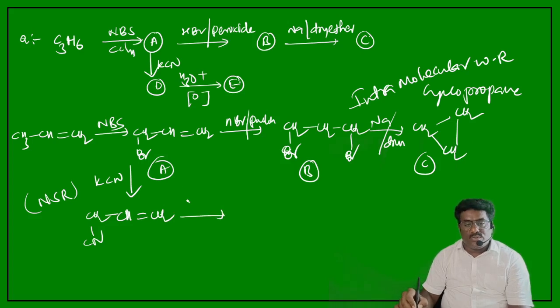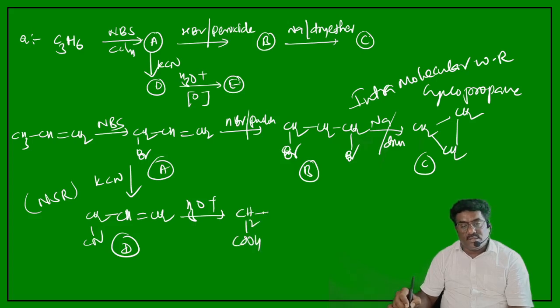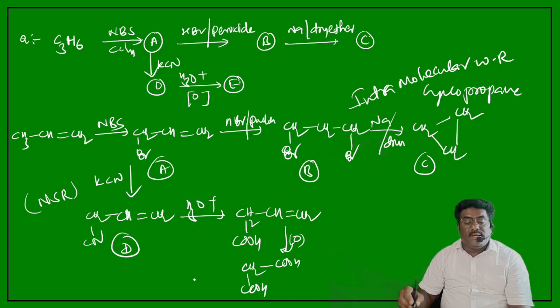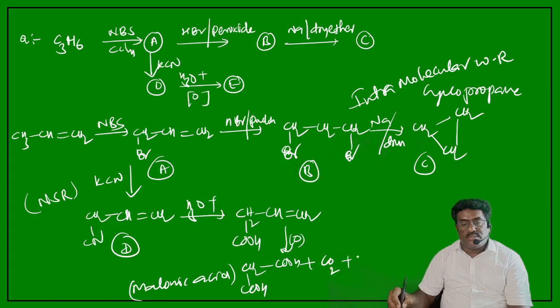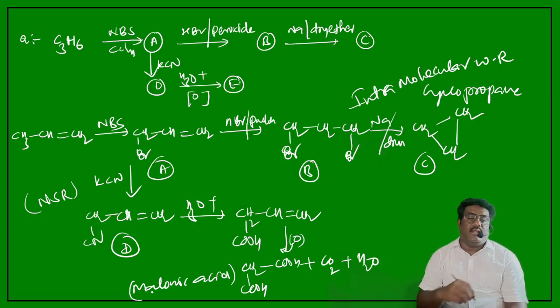It undergoes hydrolysis with H3O+. It is D. Hydrolysis of the cyanide gives acid: COOH-CH2-CH=CH2. Again, oxidation gives COOH-CH2-COOH. It is malonic acid. It gives malonic acid plus CO2 plus H2O. This is a good alkyl halide question. Let's move on.